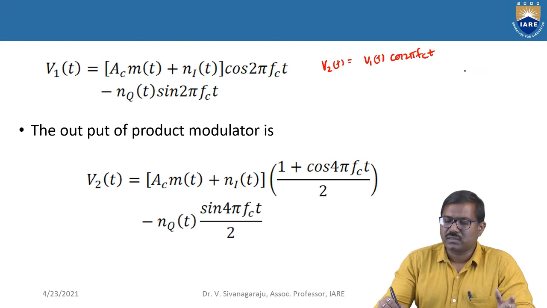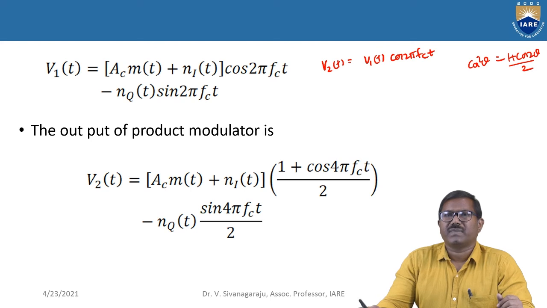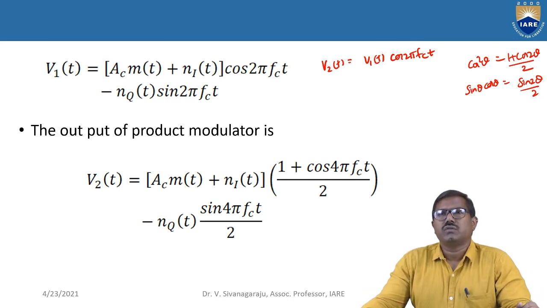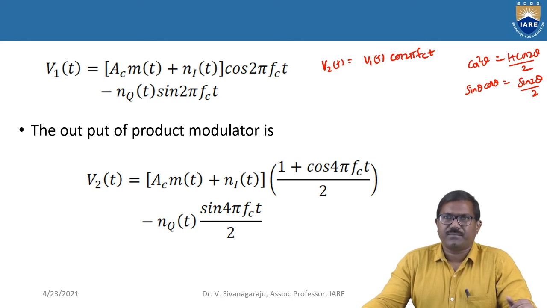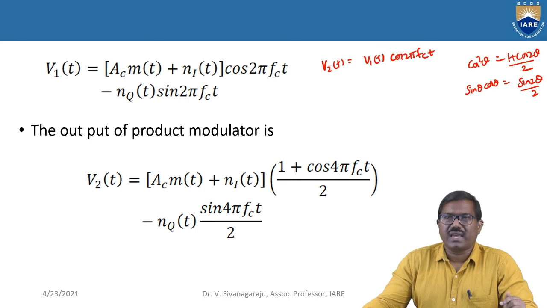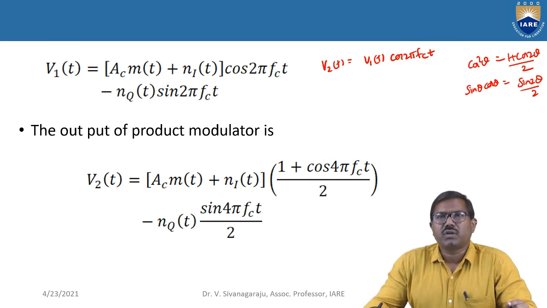That means here you can write cos square theta equal to 1 plus cos 2 theta divided by 2 in the first term. Again, the second term you can write as sin theta cos theta, which is equal to sin 2 theta by 2. In this way we rearrange this V2 of t. So that's why here we get V2 of t equal to [A_c m(t) + N_i(t)] into [1 plus cos 4 pi f_c t] by 2 minus N_q(t) sin 4 pi f_c t by 2. Okay, now this is the output of the product modulator.